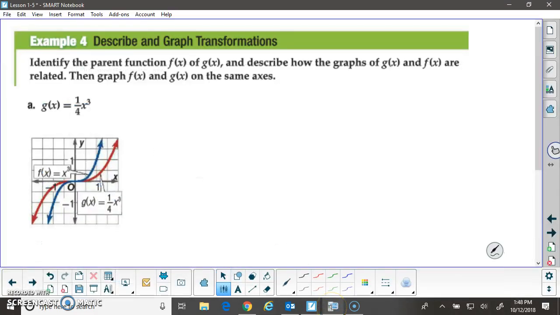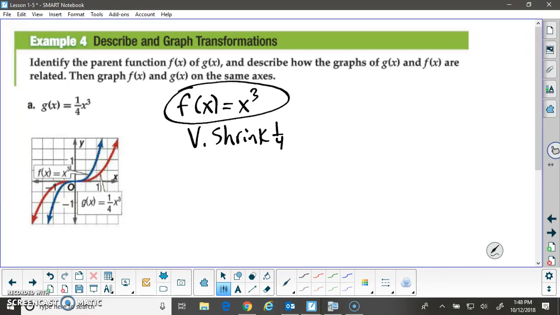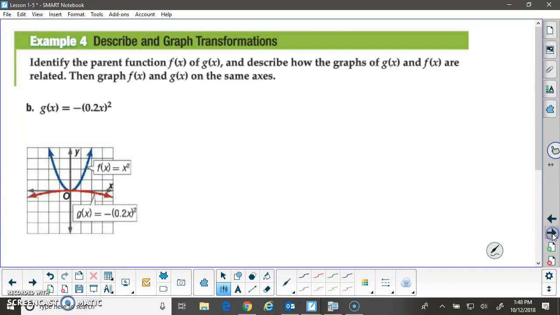So to finish up here, you're going to be given an equation, and you're going to have to, first of all, identify the parent function. And you can see here that the parent function is just x to the 3rd. And then you have to apply the transformation. That 1/4 is in front, so it's going to be a vertical shrink by a factor of 1/4. And we'll be done. There's the parent function. Here's the only transformation on that equation.